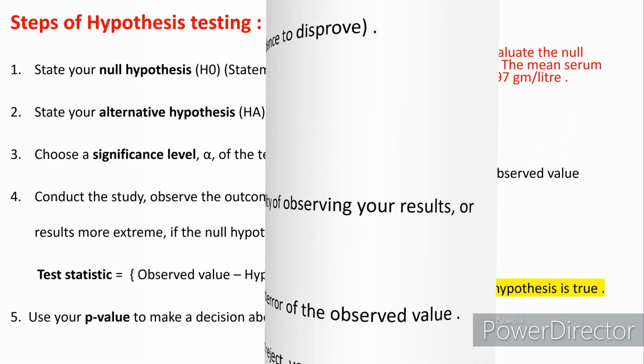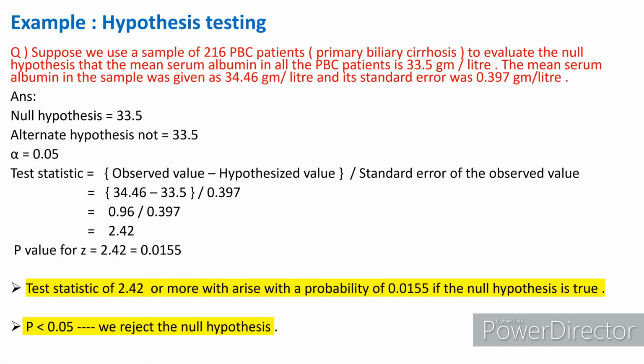Okay. So for example, if we use a sample of 216 PBC patients, that is primary biliary cirrhosis, to evaluate the null hypothesis that the mean serum albumin in all the PBC patients is 33.5 gram per liter. The mean serum albumin in the sample was given as 34.46 gram per liter, and the standard error was given as 0.397 gram per liter. So let's break down the question and write down the values.